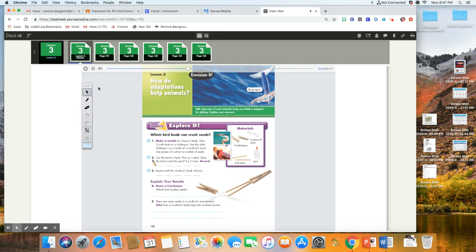1. Make a model of a heron's beak. Glue 2 craft sticks to a clothespin. Use the other clothespin as a model of a cardinal's beak. Use pieces of a straw as models of seeds.